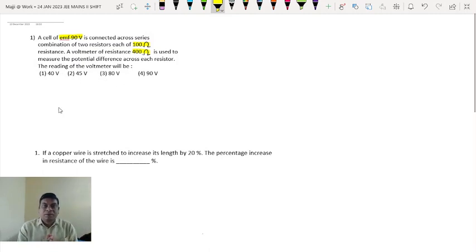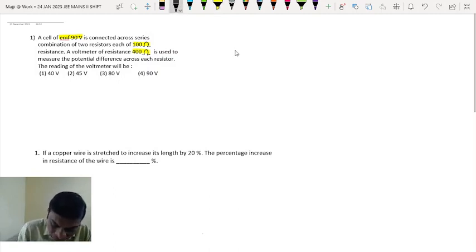See, the reading of a voltmeter means the voltage appearing across the voltmeter. Similarly, the reading of an ammeter means the current flowing through the ammeter. These are very simple things you should understand. So, the moment the voltmeter is connected across the resistor to measure the voltage, the overall resistance will change. So, obviously, the voltage appearing across the voltmeter will also change because of the resistance of the voltmeter itself. So, basically, we have to calculate the voltage appearing across the voltmeter, which will be the reading of the voltmeter.